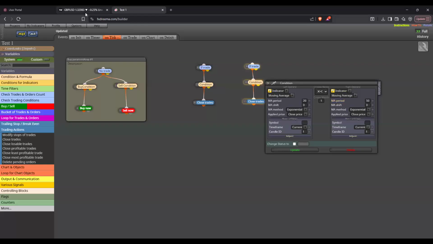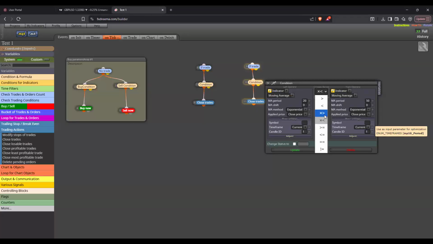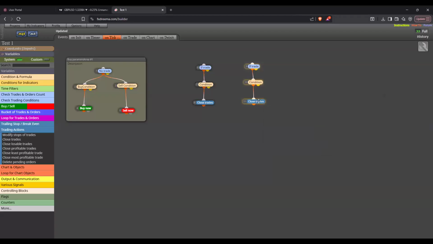For closing a sale, the condition is when the 20 crosses above the 50. So it will be 20 crossing greater than 50, right? And then what do we want to do? We want to close sell. And that's it. Now we have our sell area condition and our buy area condition.